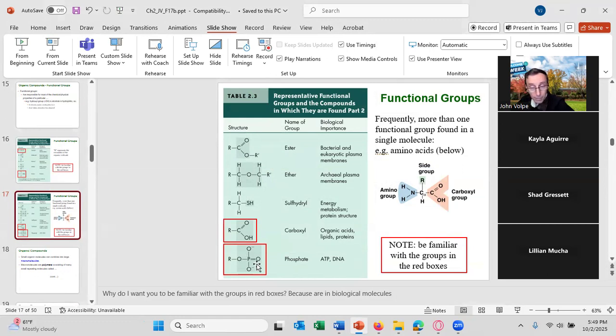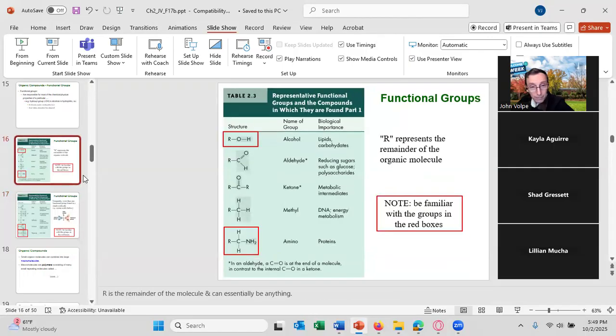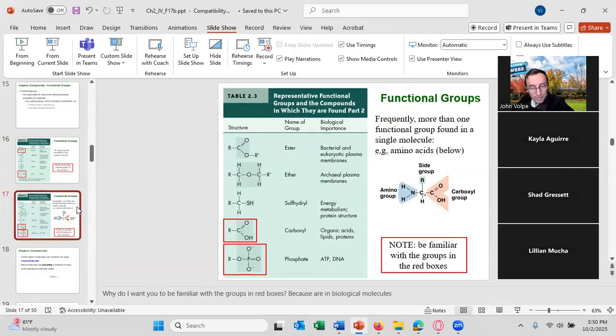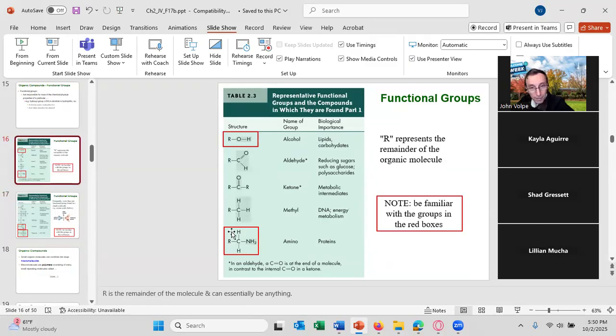Why do I want you to know the functional groups found in the red boxes and not the other groups like this ketone group or the methyl group? Anyone have a suggestion? Why do I want you to know the carboxyl group and the amino group and not the other groups like the methyl group and the ketone group?